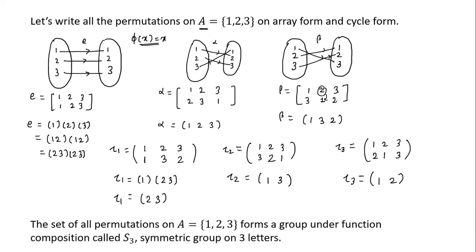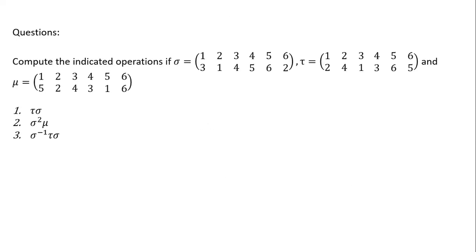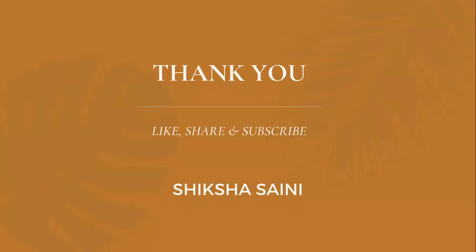Now, the set of permutations on A forms a group under function composition called S3, the symmetric group on 3 letters. If you consider the set of all permutations on this set A is equal to {1, 2, 3}, they actually form a group under function composition. We will see later what this function composition is and how we can show that the permutations on the set A form a group. We will also be doing problems where we will see how we can operate any two permutations, and that's all for now.